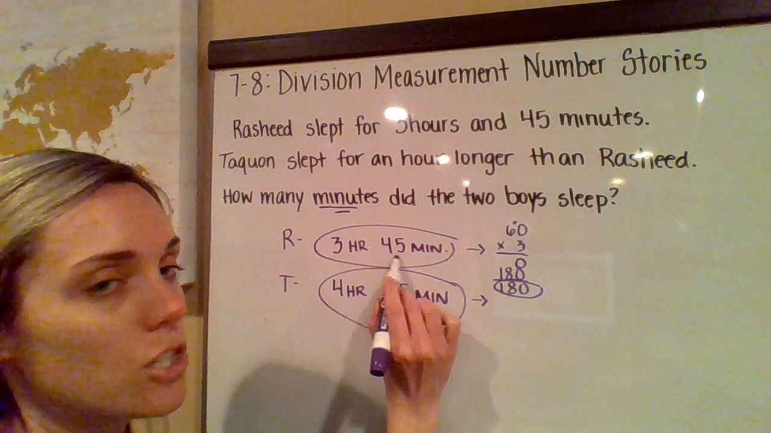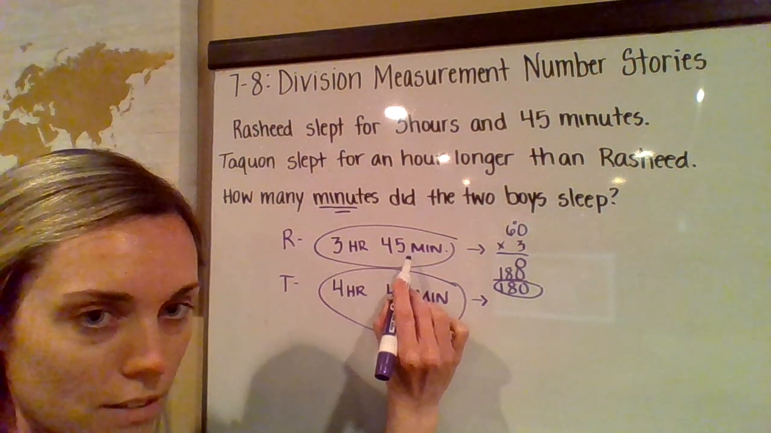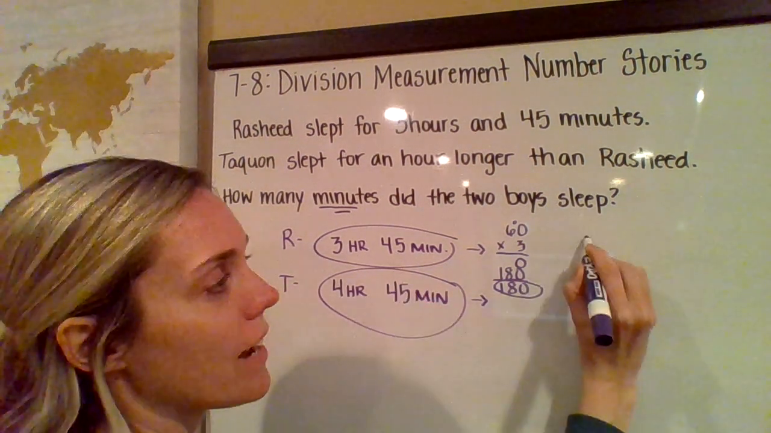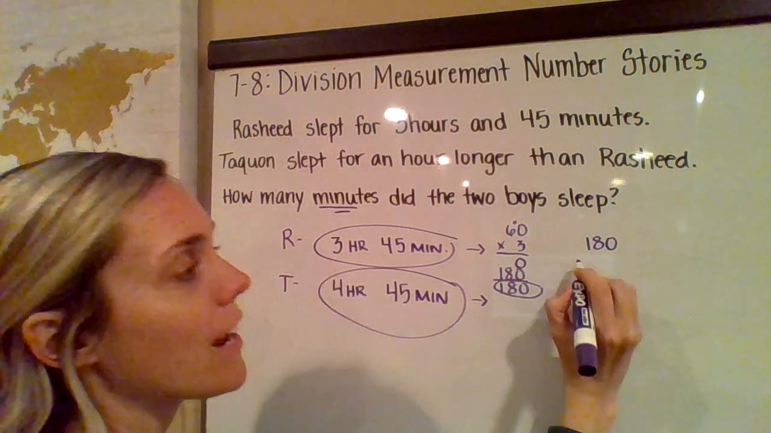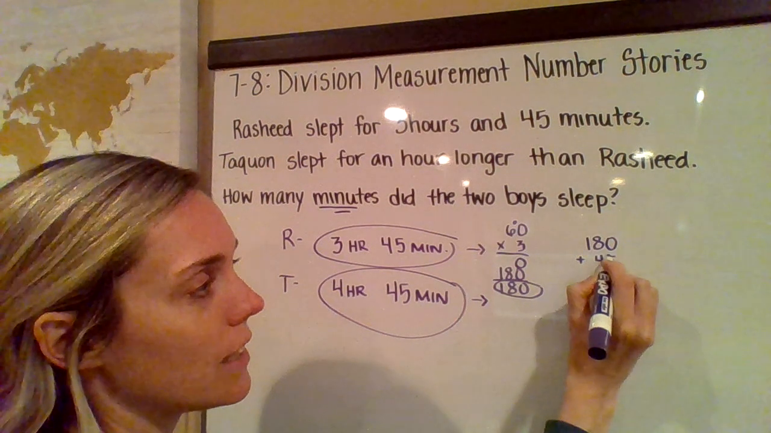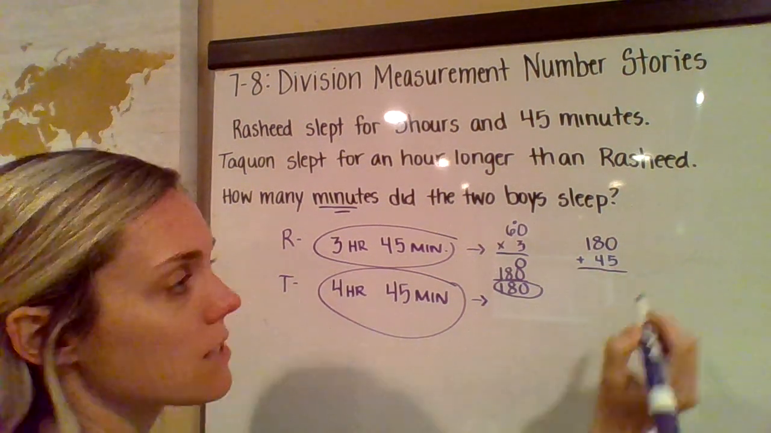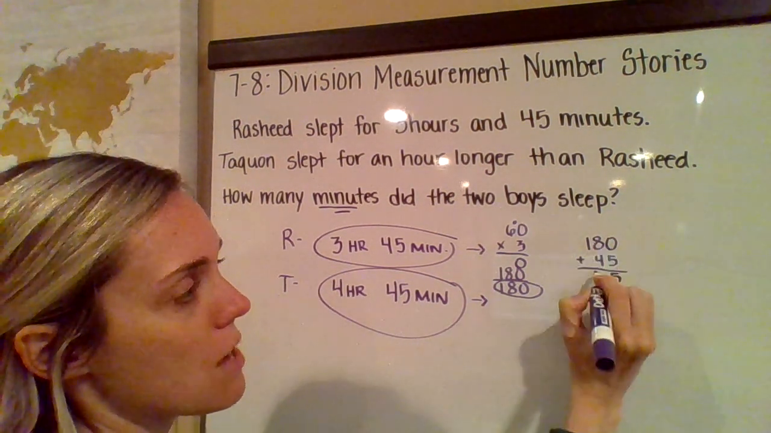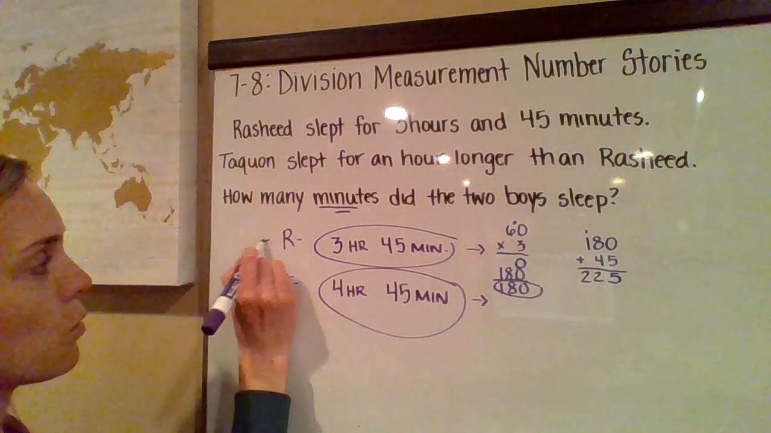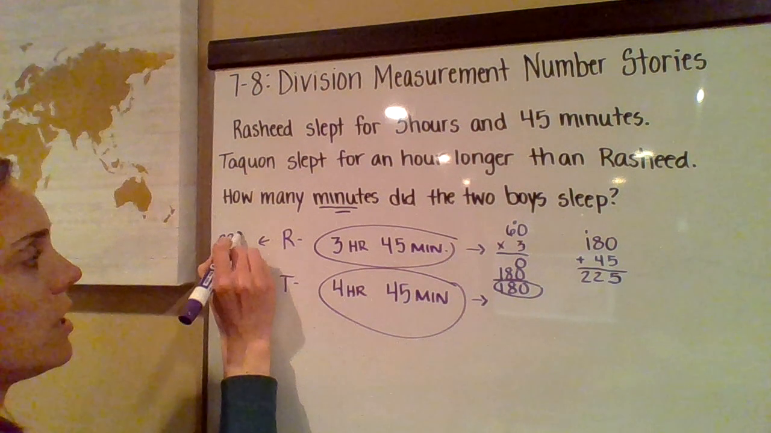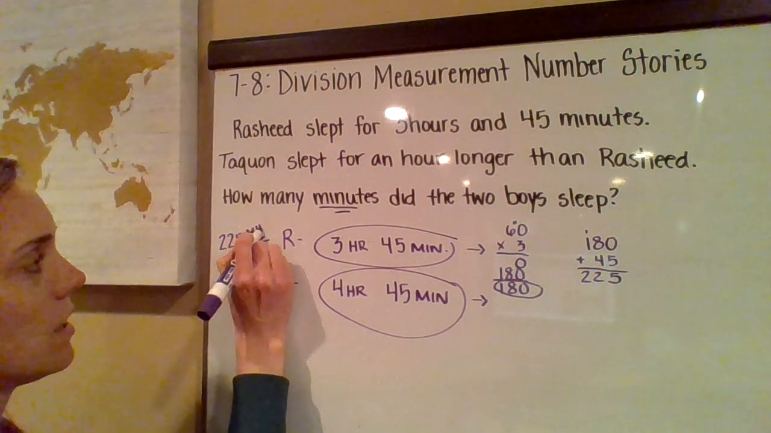What do I then need to do with this 45 minutes? Tell me. Correct. I need to do 180 because that's how many minutes are in 3 hours. And I also need to add on these 45 minutes. 5, 8 plus 4 is 12. So Rashid slept for 225 minutes.